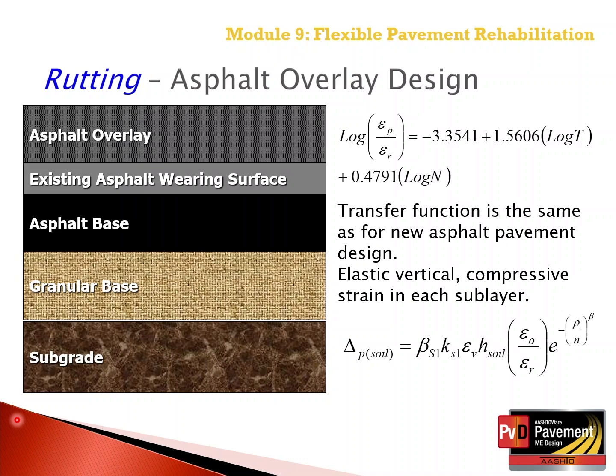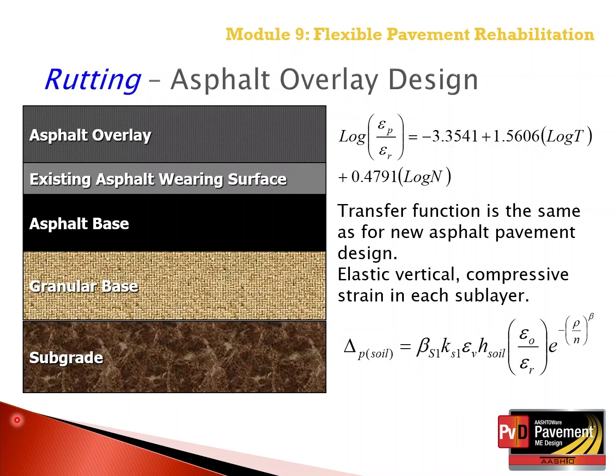So the rut depth transfer functions to calculate the rutting in the asphalt overlay and existing asphalt layers, as well as the unbound layers and subgrade layers, are the same as for new flexible pavements. In other words, there is no difference in the transfer functions or models between new flexible pavement design as well as flexible pavement rehabilitation design.